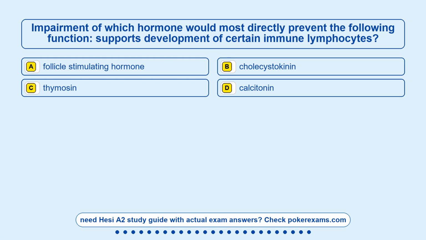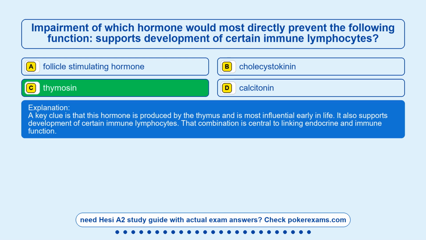Question 13. Impairment of which hormone would most directly prevent the following function? Supports development of certain immune lymphocytes? Option A, follicle-stimulating hormone. Option B, cholecystokinin. Option C, thymosin. Option D, calcitonin. The correct answer is option C, thymosin.